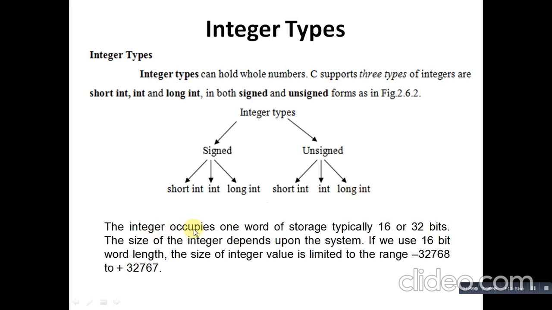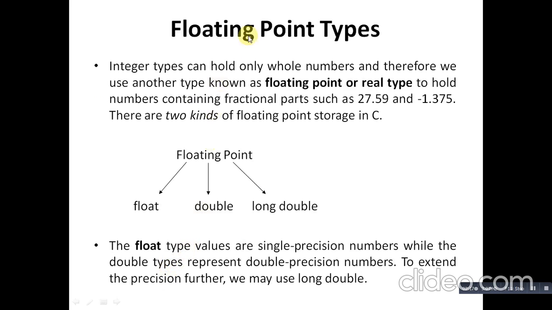The integer occupies one word of storage, typically 16 or 32 bits. The size of the integer depends upon the size of the system bit. If we use the 16-bit word length, the size of the integer value is limited to the range minus 32,768 to plus 32,767.